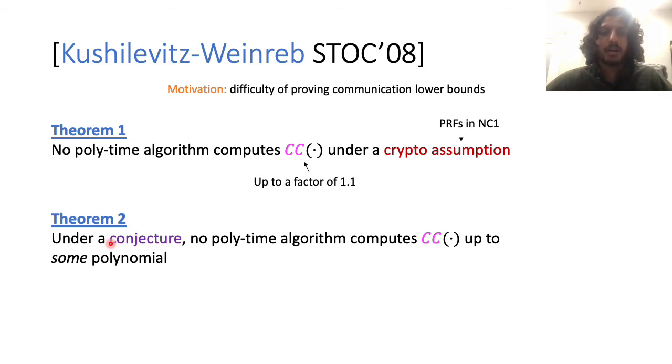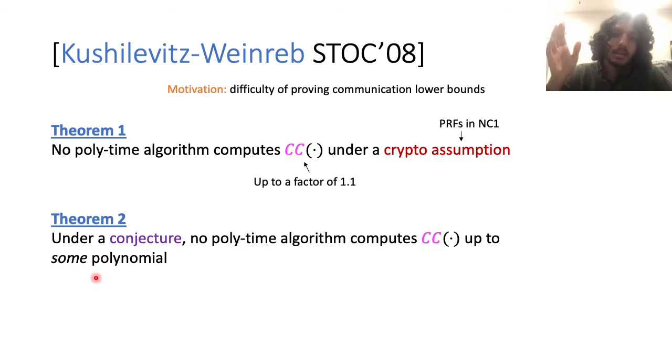But under that conjecture, they can show that in fact you can even get that there's no polynomial time algorithm that computes communication complexity up to some polynomial. And I'll come back to this a little bit later when we talk about the log rank conjecture, because it'll be relevant then.